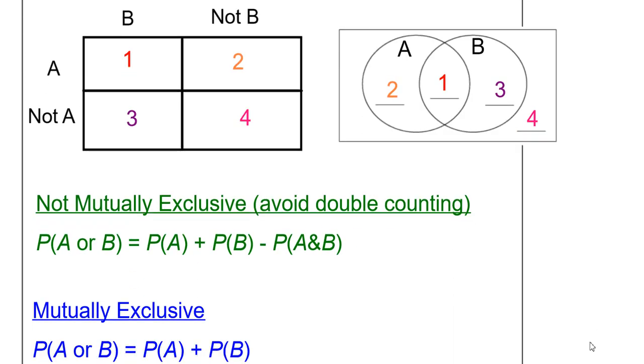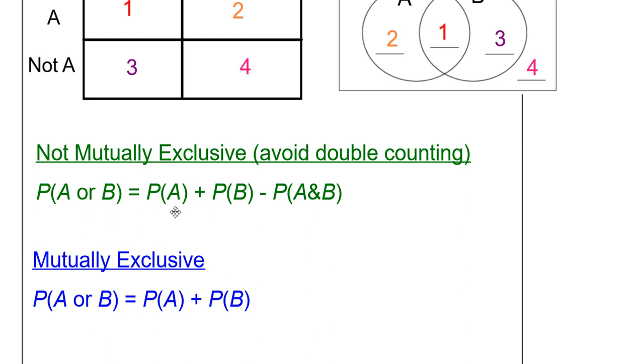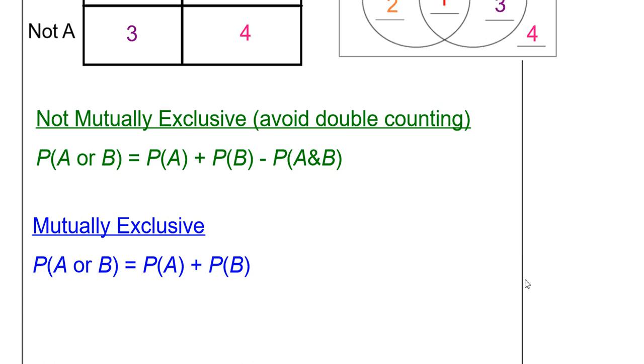We also talked about non-mutually exclusive events: to avoid double counting, talk about those that classify for each, and then subtract those that would double count. If they are mutually exclusive, we don't have to worry about it. We can add the probabilities for each event and get our result that way.